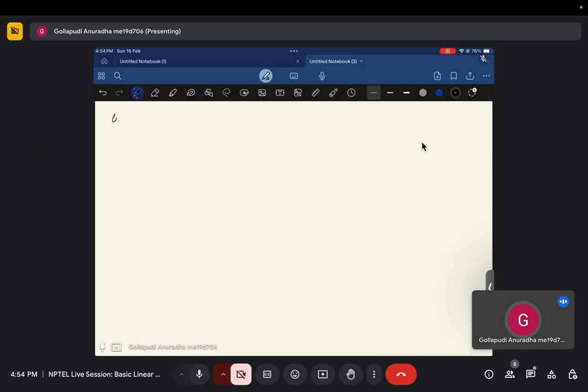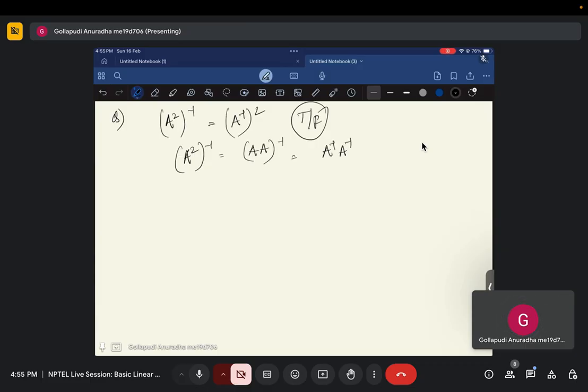Okay, one more question. True or false? It's true. So A square inverse, you can say is A into A inverse, which by the reverse law means A inverse, A inverse, the power of minus 1 applied twice. So it is A inverse whole square, right?